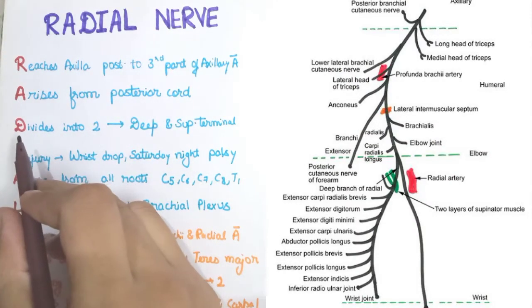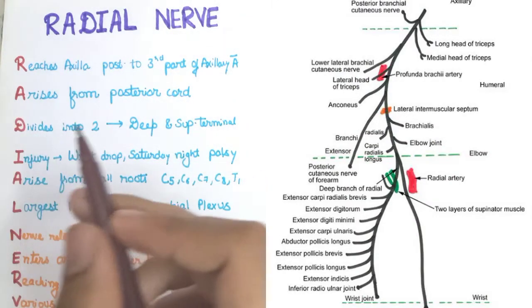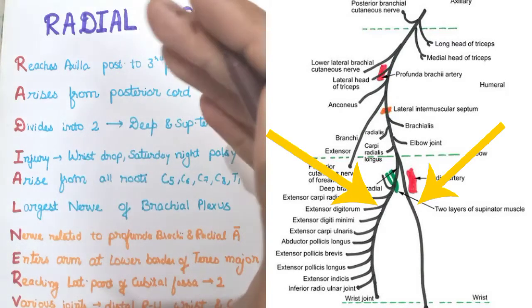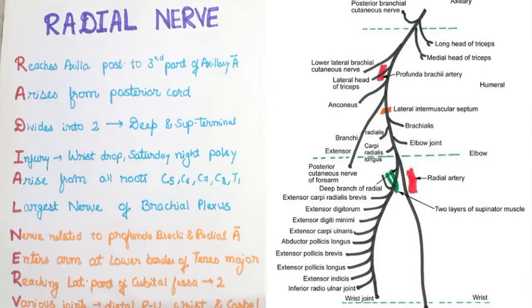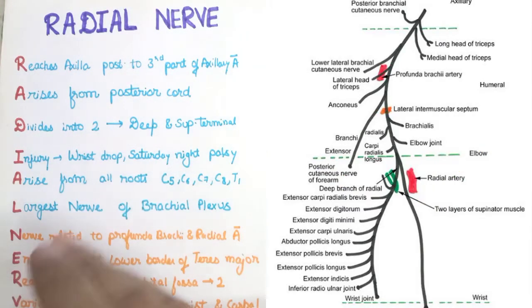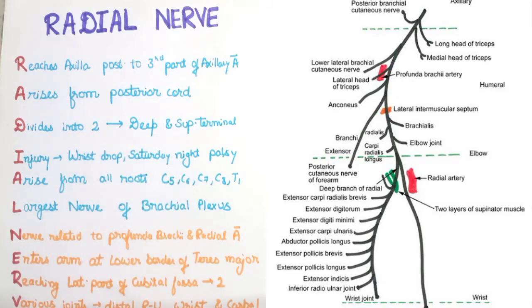The letter D stands for the radial nerve divides into two, the deep and the superficial terminal branches. When the radial nerve reaches the lower part of the arm, that's in the lateral part of the cubital fossa, it divides into two branches, the deep and the superficial terminal branch.